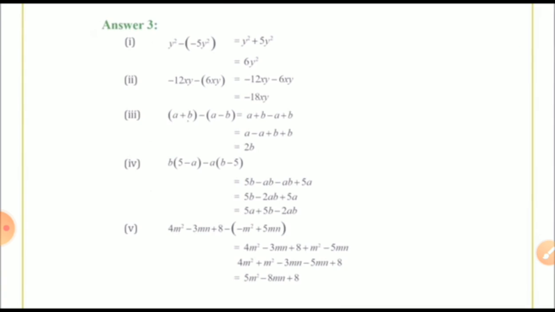Next one also, minus 12xy minus 6xy. Minus 12xy minus 6xy will give you a minus 18xy. Both numbers are negative, so they will add up.